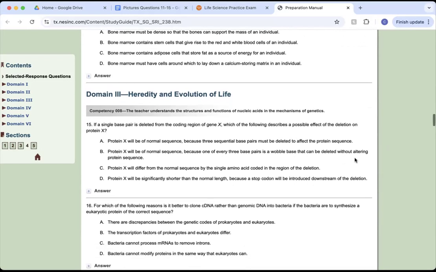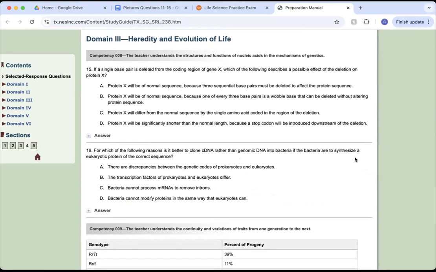All right, so question 15 says if a single base pair is deleted from the coding region of gene X, which of the following describes a possible effect of the deletion on protein X? So again, a single base pair is being deleted.